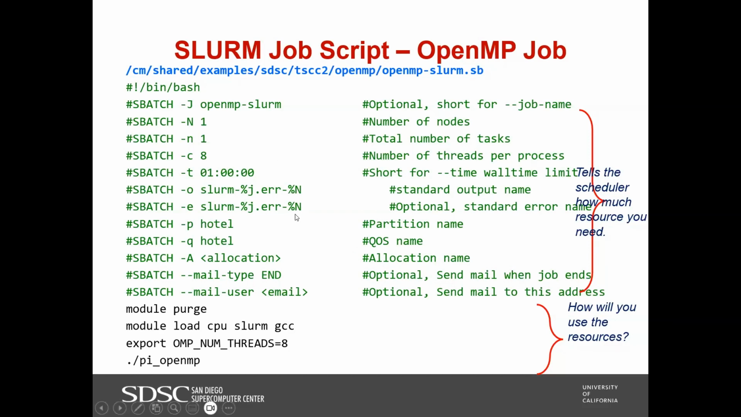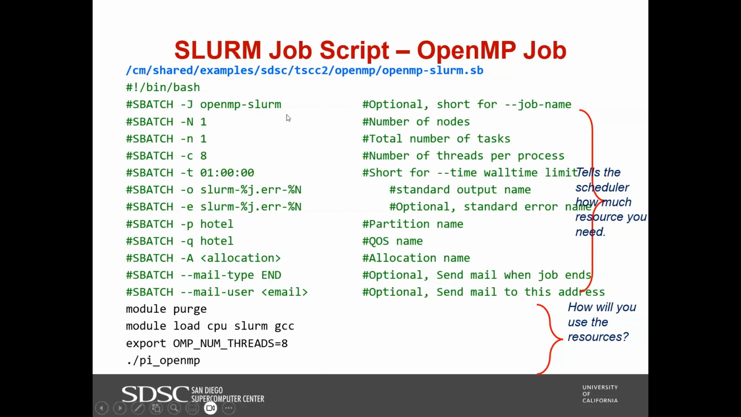and give some paths to the standard out and standard error files, and we also need to tell the scheduler the partition and the QoS name and the allocation name. And if you wish to receive emails when the job begins, aborts, or ends, you can choose to add the email options there.